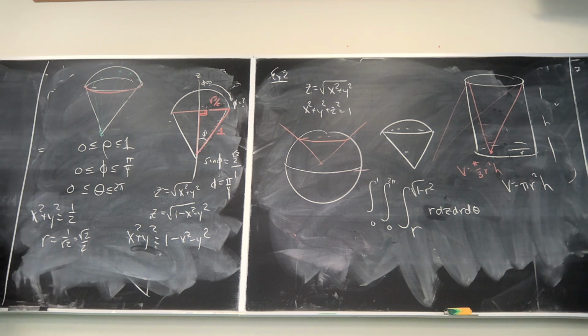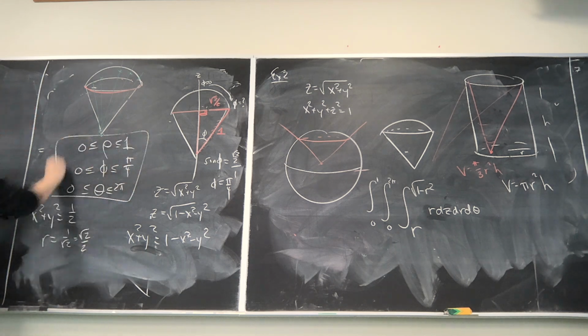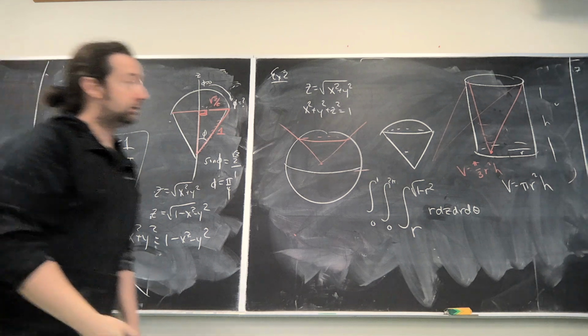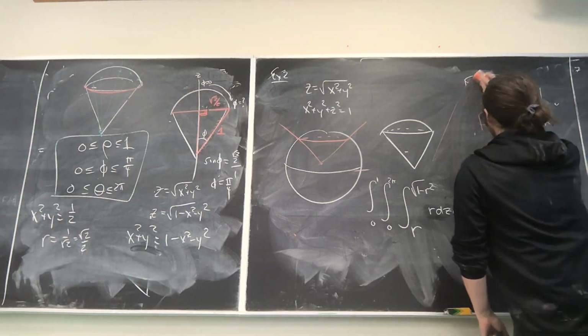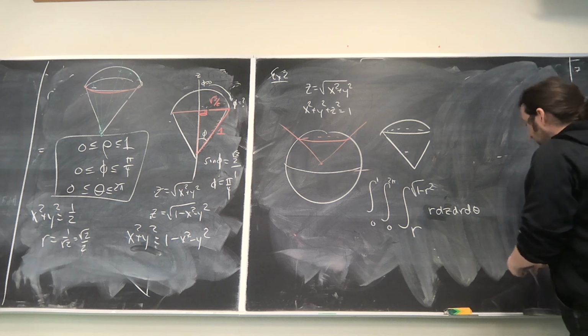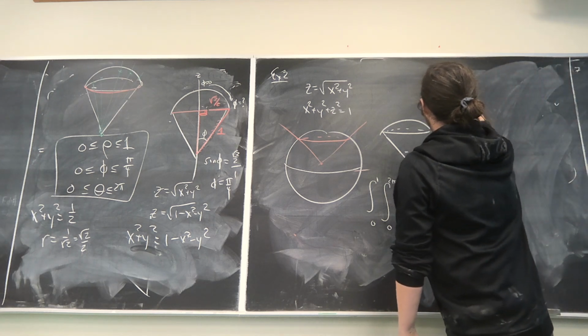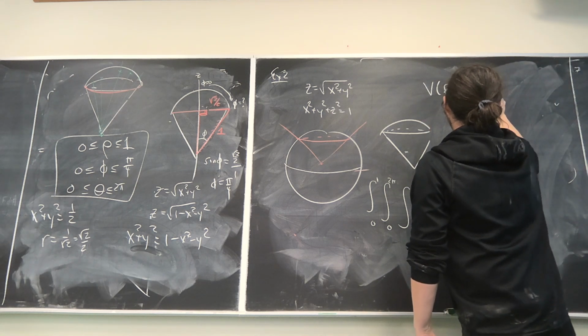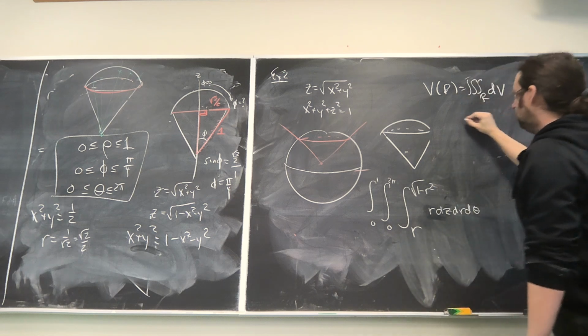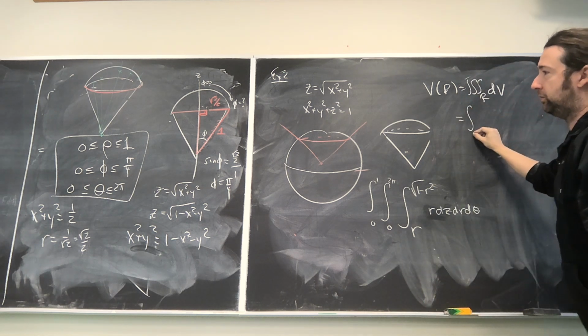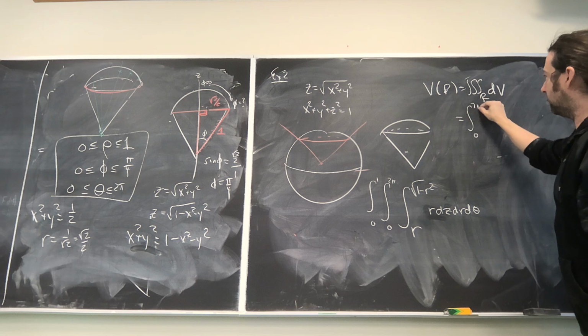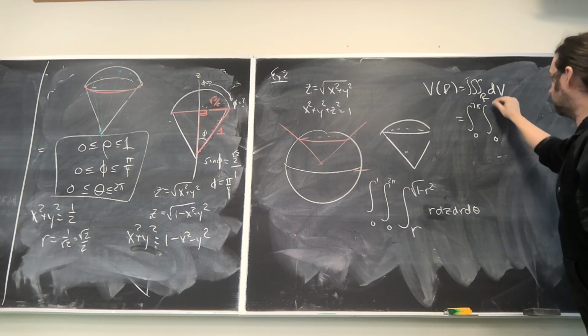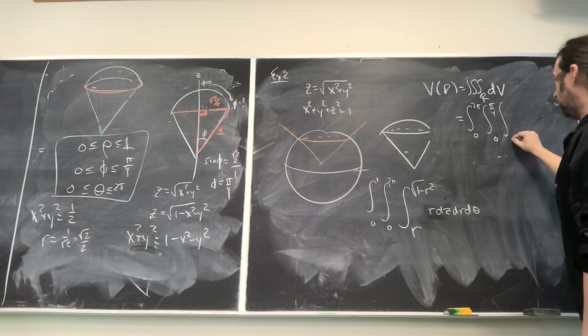So if I'm thinking about the same question in spherical coordinates, since the volume of a region R is equal to the triple integral over the region dV, this is going to be equal to the integral from 0 to 2 pi, the integral from 0 to pi over 4, the integral from 0 to 1.